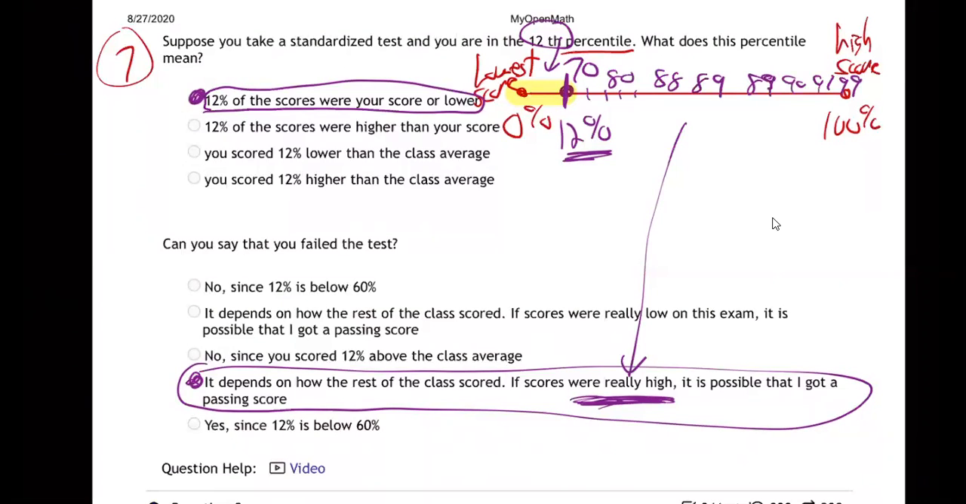Does that make sense? The point of that question is to show you that a percentile ranking is not the same as an absolute score. It doesn't mean you got 12% of the questions right on the exam. That's not what it means. You might have got a 70%. You might have got a 75. It just means you're in the bottom 12% of the class. But if the class did really well and almost everybody passed, you might have passed. That's possible. So that's what it means.